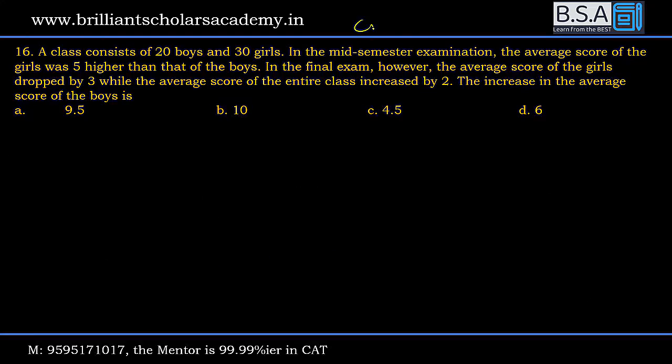This is a question from CAT, if I'm not mistaken, 2018 or 2019. A class consists of 20 boys and 30 girls. In the mid-semester examination, the average score of girls was 5 higher than the boys. In the final exam, however, the average score of girls dropped by 3, while the average score of the entire class increased by 2. The increase in the average score of boys is.